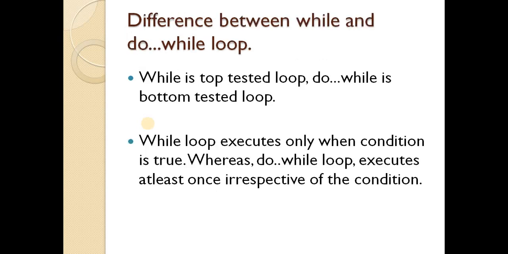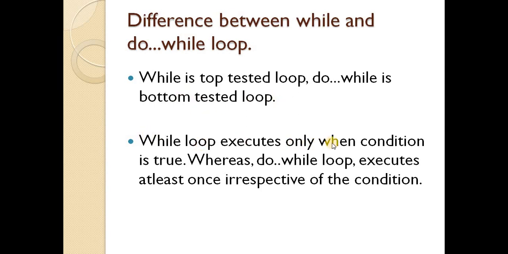Let us see the differences between while and do while. So while is top tested, do while is bottom tested. This is the first difference between while and do while. In while, the condition is written at the top. So that is why it is known as the top tested loop. In do while, the condition is written at the bottom. So it is known as the bottom tested loop. Second difference.